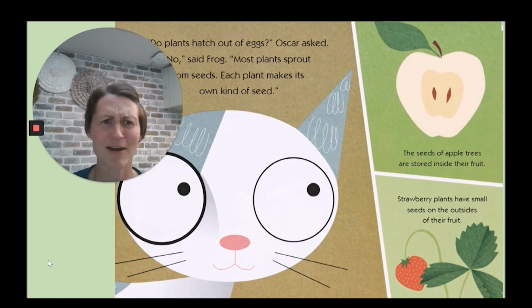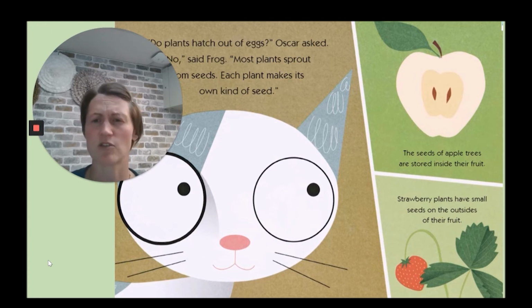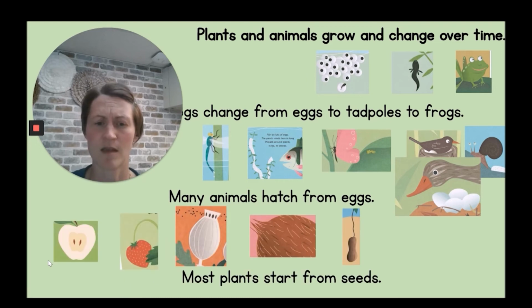Next, Oscar asked if plants hatch out of eggs. And Frog told Oscar, no, plants don't hatch out of eggs, that plants sprout from seeds. So that seems like something important that we should add that helps us understand how plants and animals change over time. Most plants start from seeds. So we talked about apples, strawberries, poppies, coconuts, and peanuts.